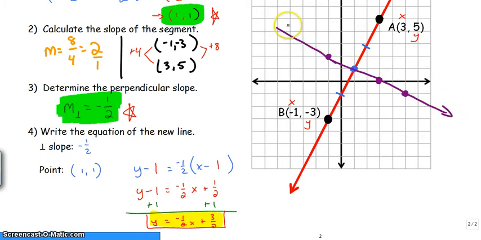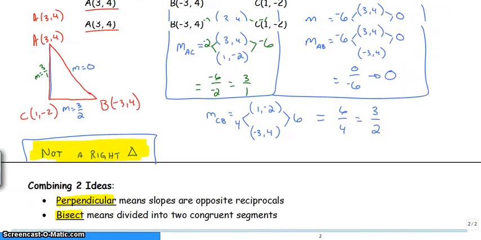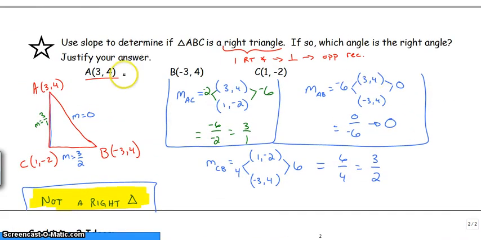this does appear to be perpendicular, and we can tell for sure because our slopes are opposite reciprocals. So to recap, these will be on your quiz. Justifying that a triangle is a right triangle or not, we have to check for 3 slopes. You have to check for the slope of all 3 sides of your triangle. So slope 3 times, and you need opposite reciprocal slopes in order for it to be a right triangle. That's justification.